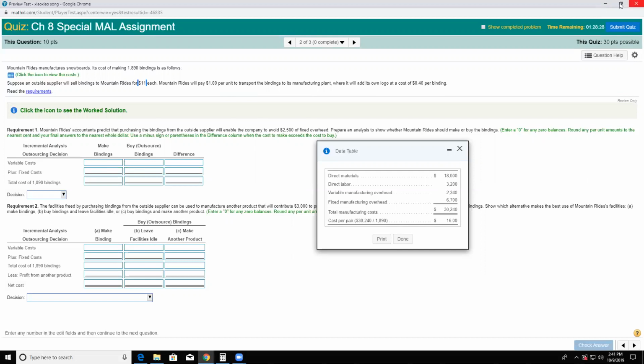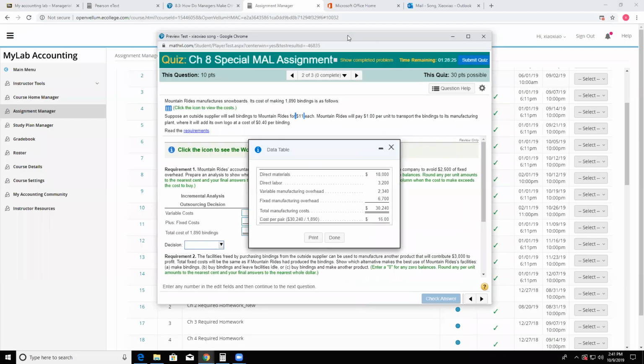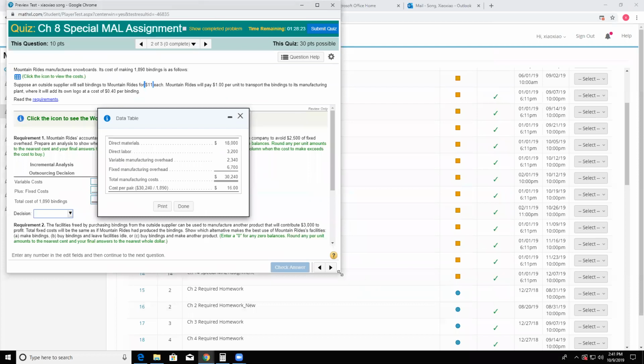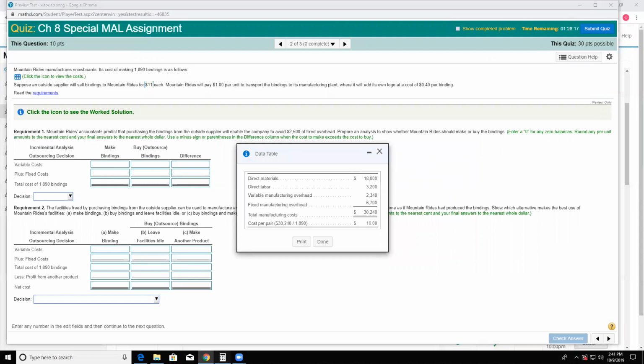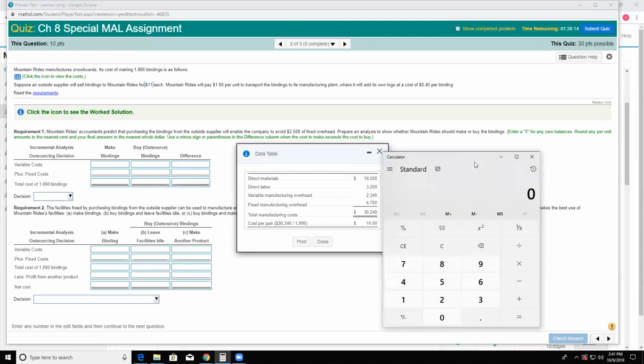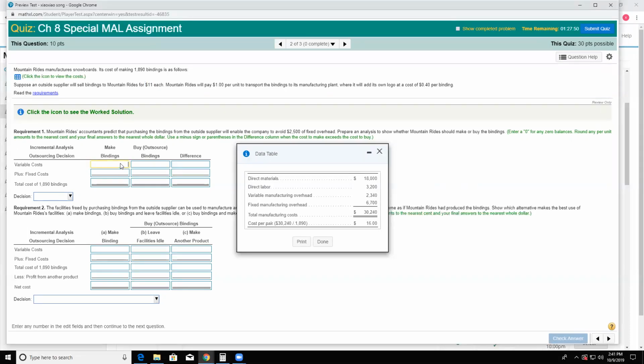Okay, so now I'll go ahead and put all the numbers here. I also have a calculator here, and I just plug in all the numbers. We talked about that in class. If you make, you have all the variable costs: the direct labor, direct material, and variable manufacturing overhead. So I add everything up: 18,000 plus 3,200 plus 2,340. So I get 23,540.